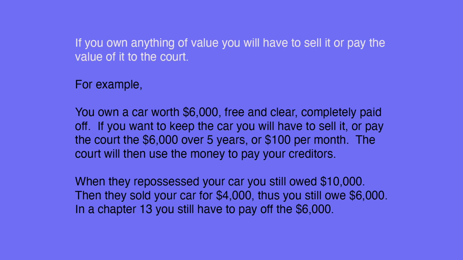If you own anything of value, you will have to sell it or pay the value of it to the court. For example, if you own a car worth $6,000, free and clear, completely paid off, if you want to keep your car, you will have to sell it or pay the court $6,000 over 5 years or $100 per month. The court will then use the money to pay your creditors.